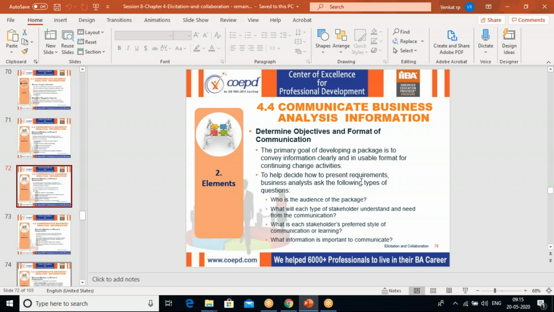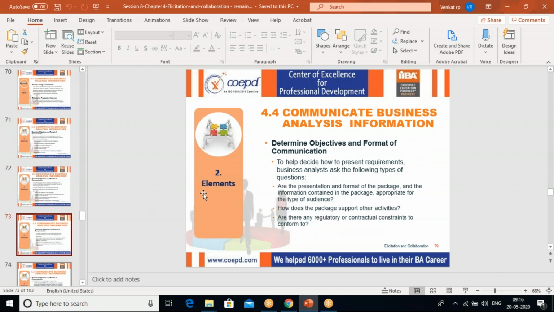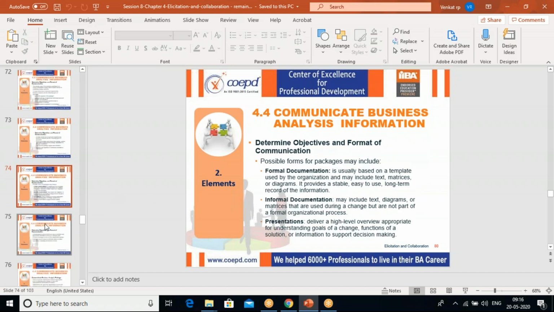Before we establish these communication channels, we have to understand these sections. Then we have to go through the possible forms of the packages. There will be three forms of these packages: formal documentation, informal documentation, and presentations.